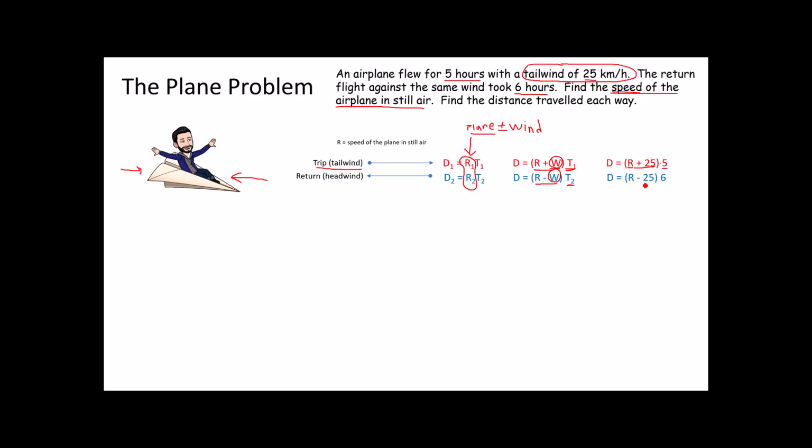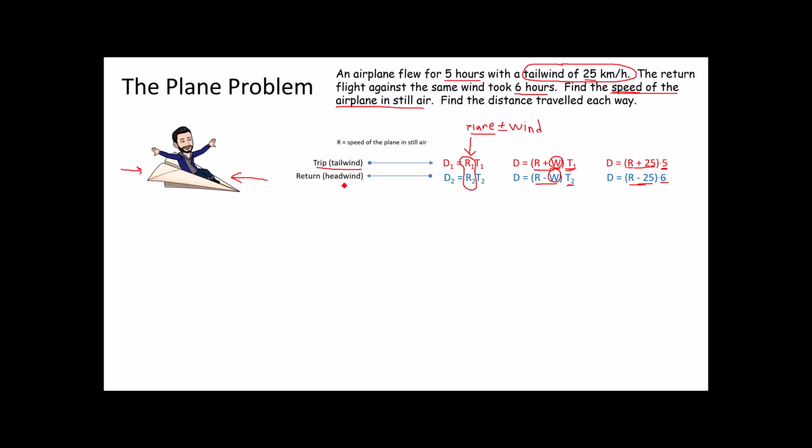On the return trip, the wind that was helping me is now slowing me down. So my actual speed is the rate of the plane minus the 25 miles an hour for the wind. Because I'm now going slower, the trip I was able to complete in 5 hours now takes me 6 hours.